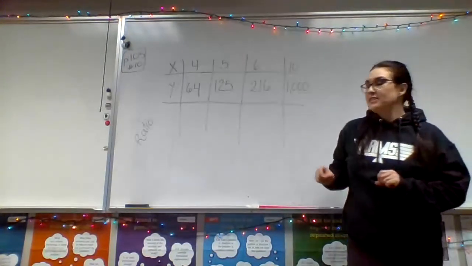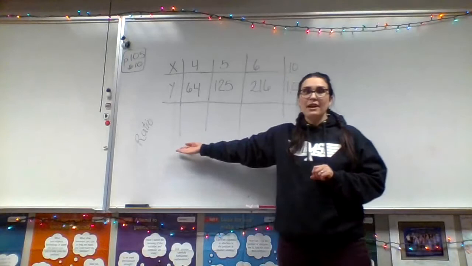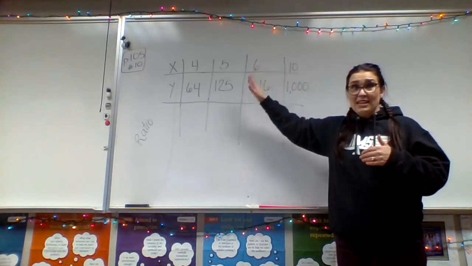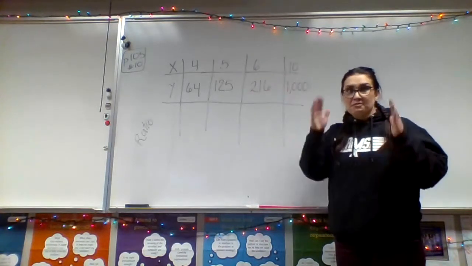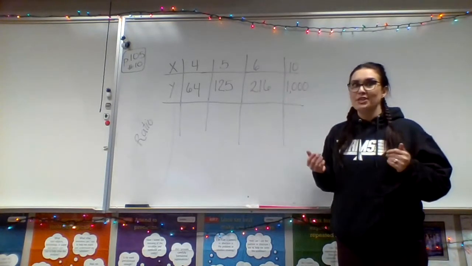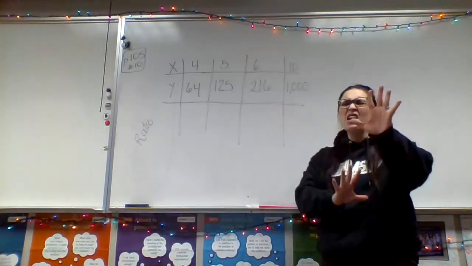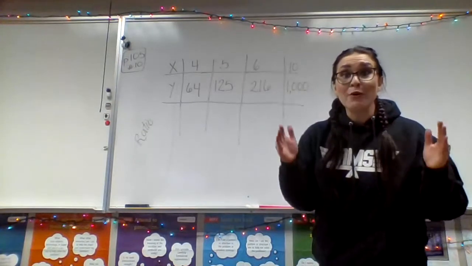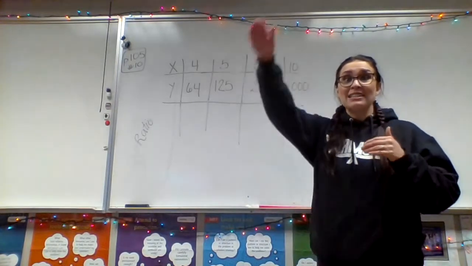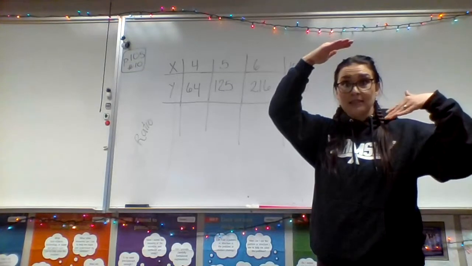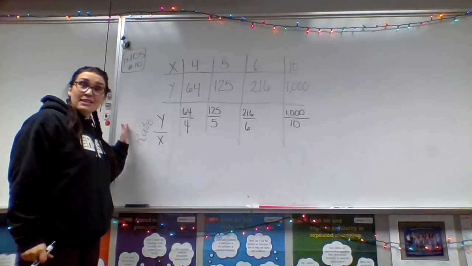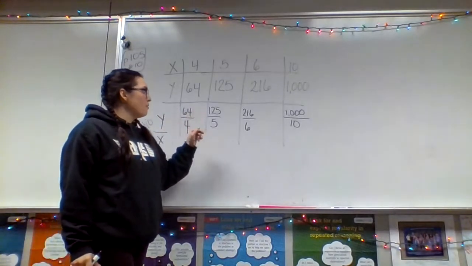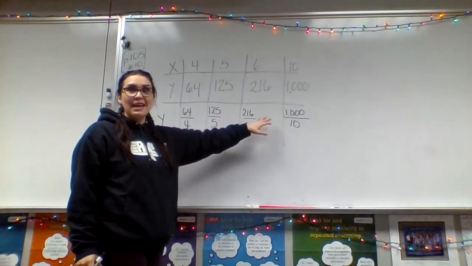You'll notice that Mrs. Schlecht also wrote down another box for my ratios. So here's what I'm going to do first, my friends. I'm going to write each of these four sections of my table as a ratio, because then we can compare the ratios, right? I'm going to write my ratios as Y over X. So now I have 64 over 4, 125 over 5, 216 over 6, and then 1,000 over 10.